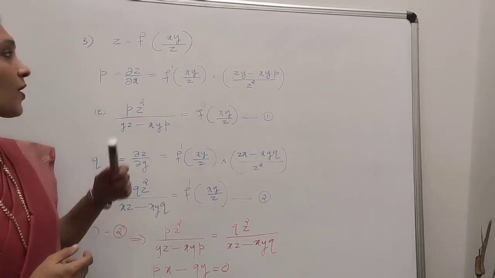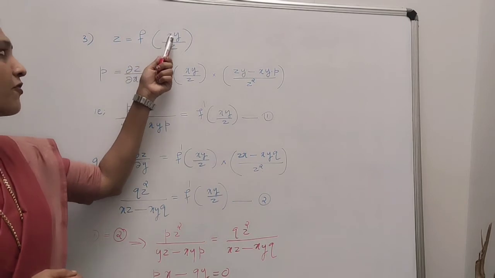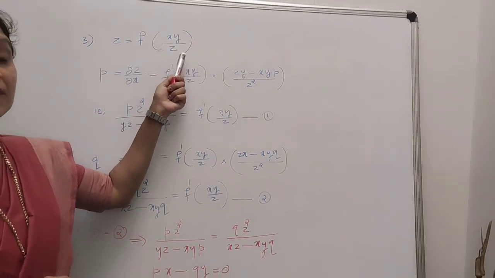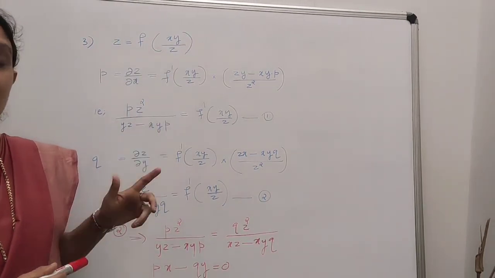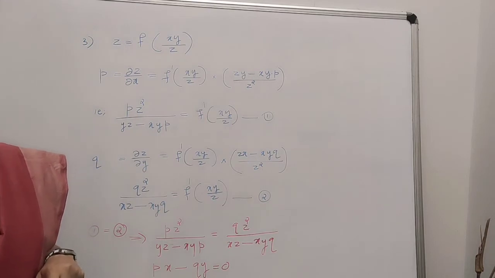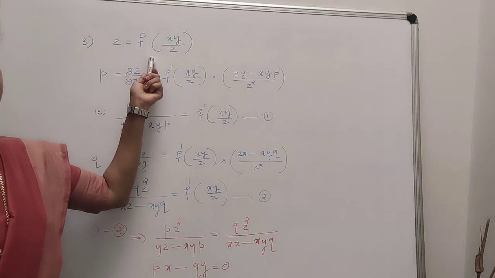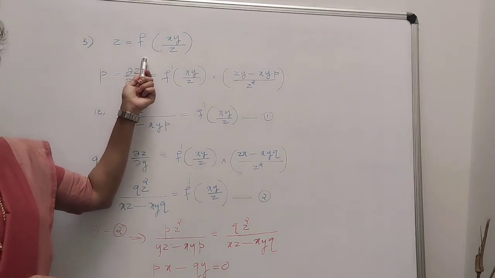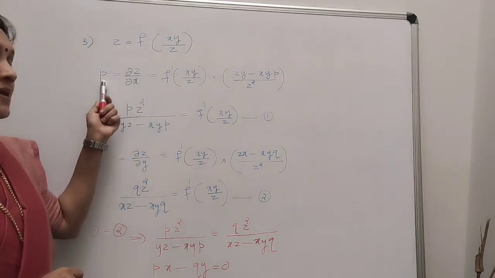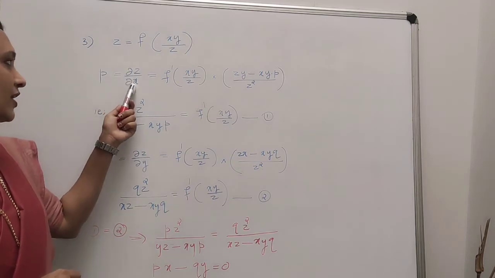Now the third problem. z is equal to f of (xy by z). The question is, you form a PDE by eliminating the arbitrary function. How to eliminate this arbitrary function f? So the usual technique, start with p. p means dou z by dou x.